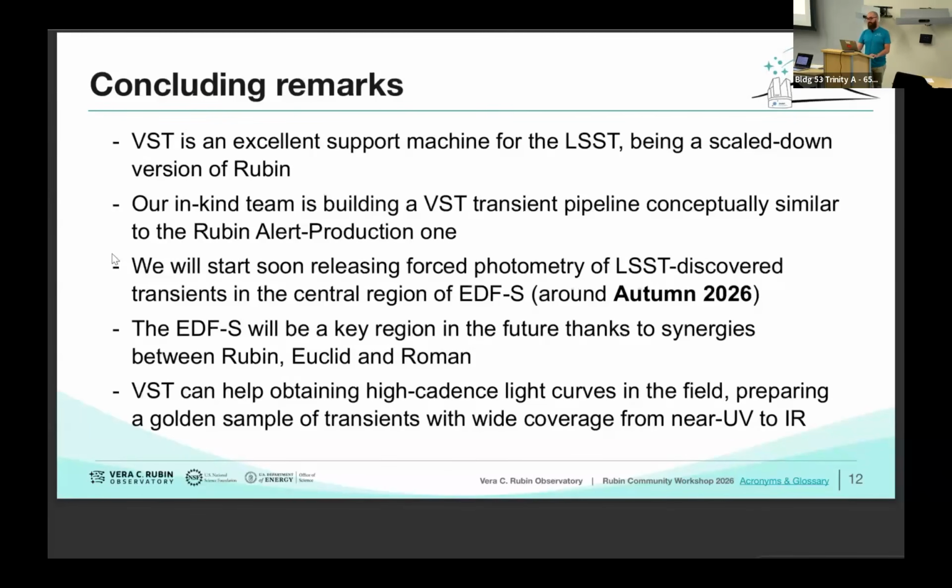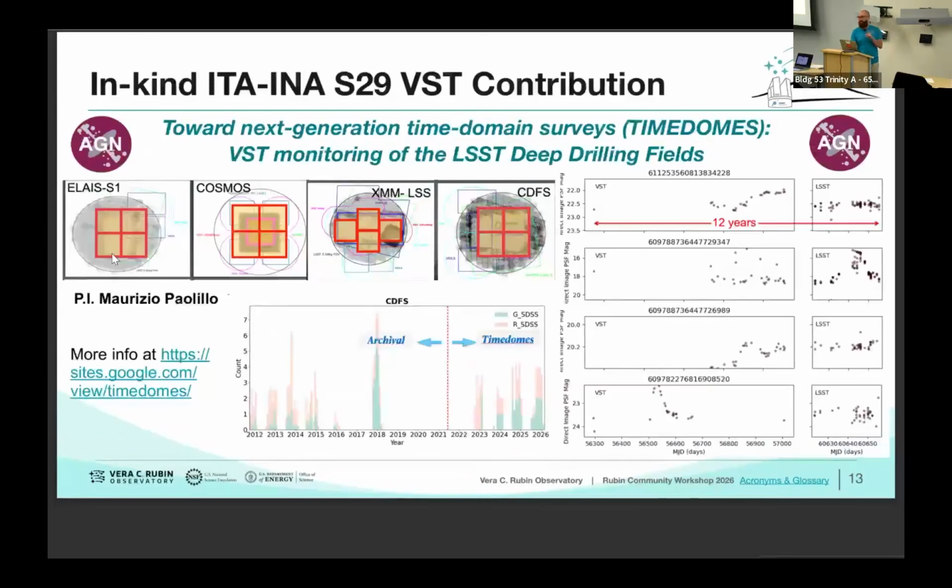And this field is very important because it will be a key region in the future with multi-wavelength coverage, and VST can help obtain high cadence light curves on this field. But before concluding, I also want to mention another in-kind of the four that I was mentioning, in which I'm also involved. This is an in-kind that is going towards the end, and it observed the other deep drilling fields, so COSMOS, ELAIS, XMM, and CDFS, to build long light curves of possible AGN candidates.